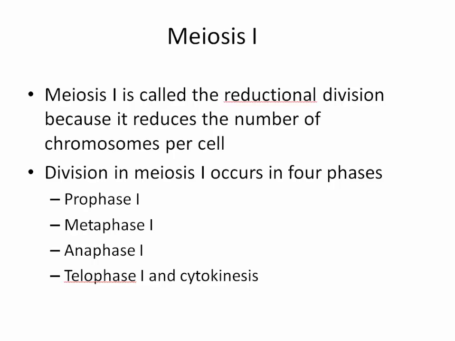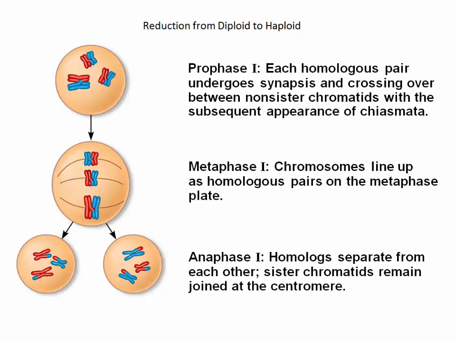So we'll go through the steps one by one. Meiosis 1 is called the reductional division because it reduces the number of chromosomes per cell. Division in meiosis 1 occurs in 4 phases: prophase 1, metaphase 1, anaphase 1, telophase 1, and cytokinesis. So in prophase 1, we have the same organism with 3 chromosomes in his genetic material. Each homologous pair undergoes synapsis and crossing over between non-sister chromatids with the subsequent appearance of chiasmata.